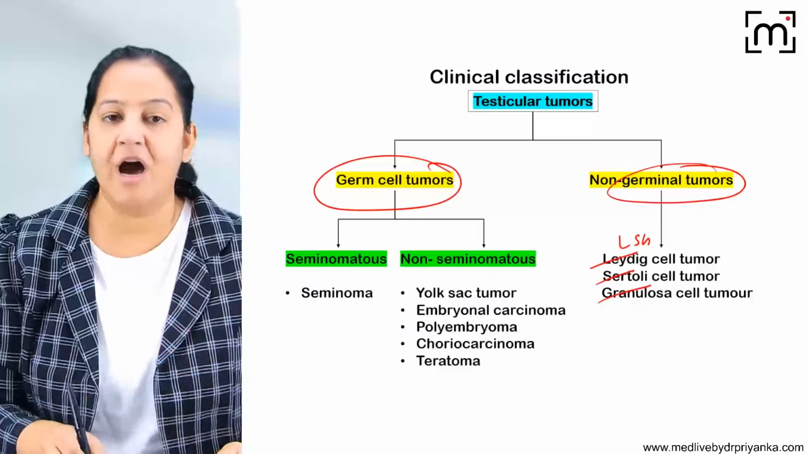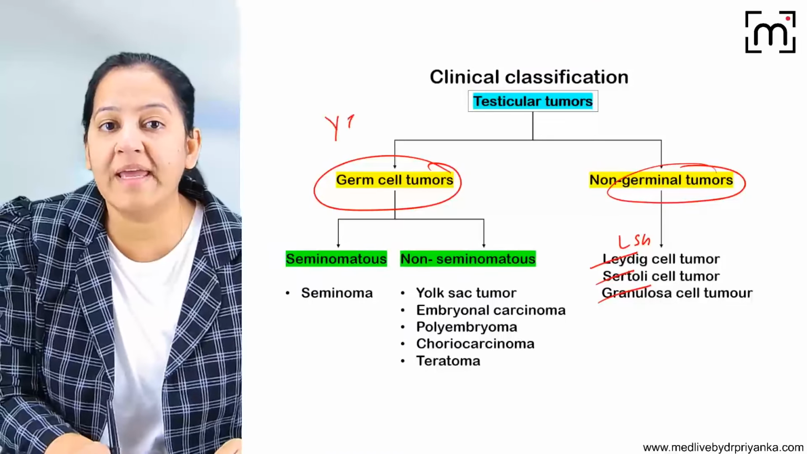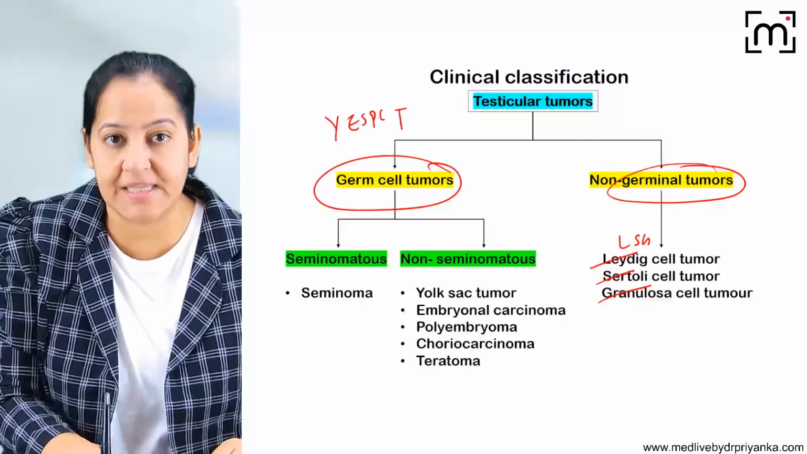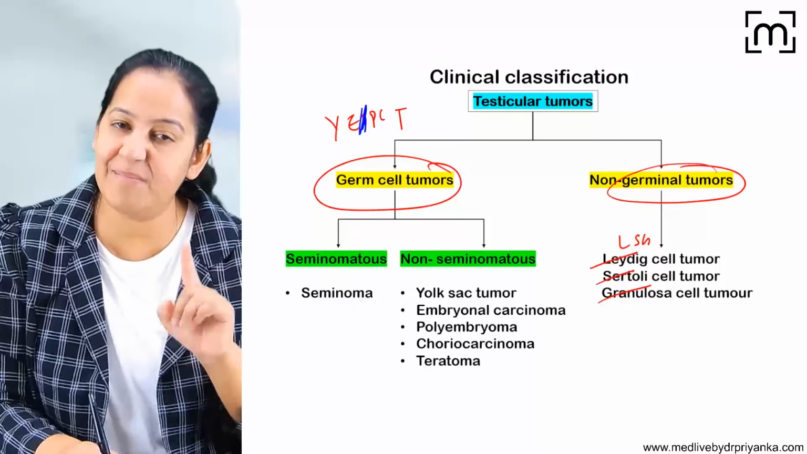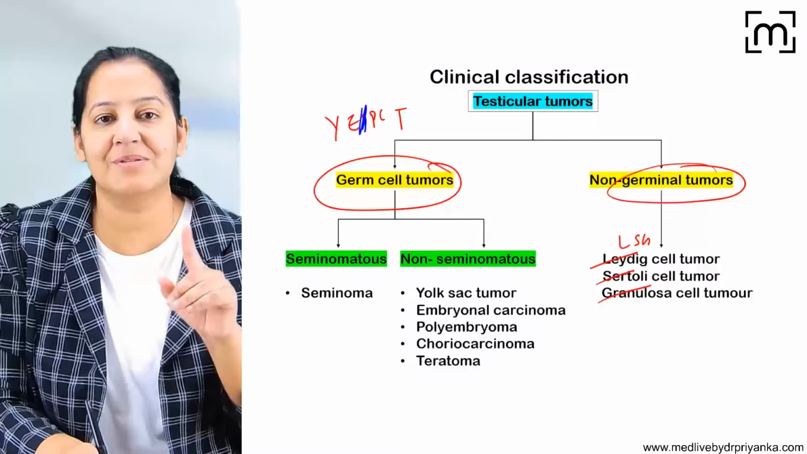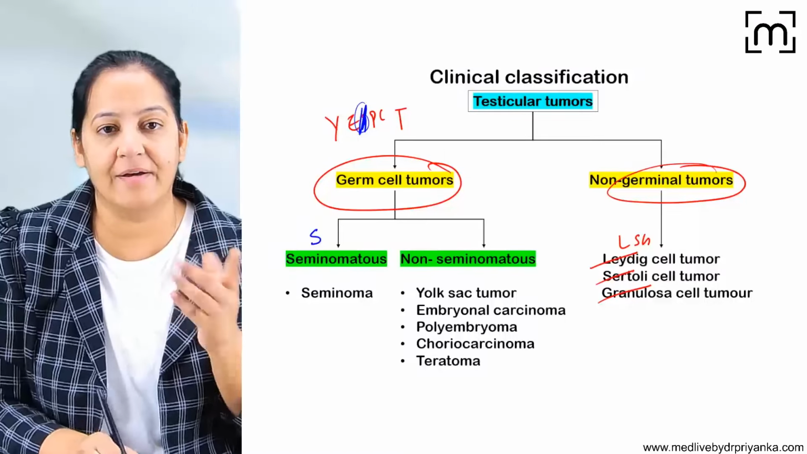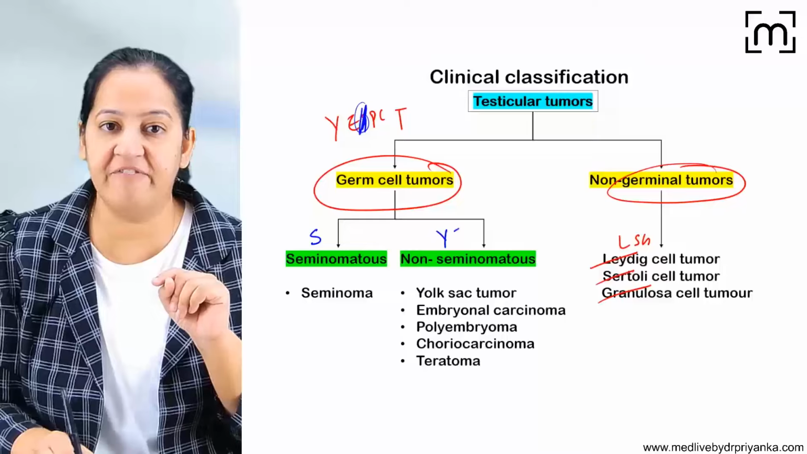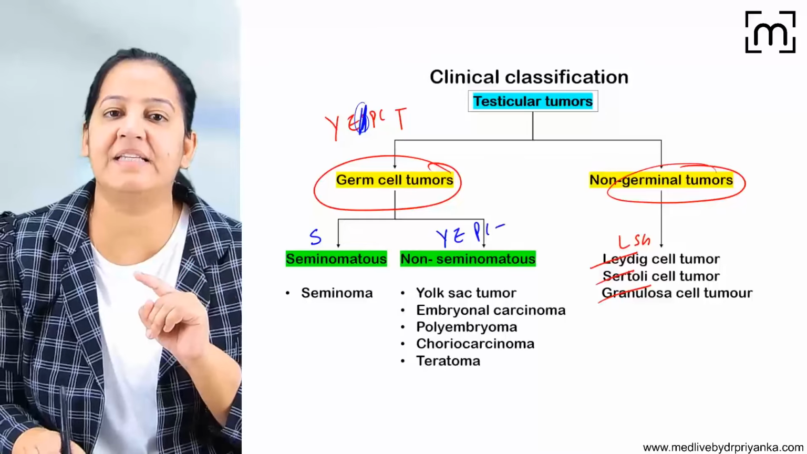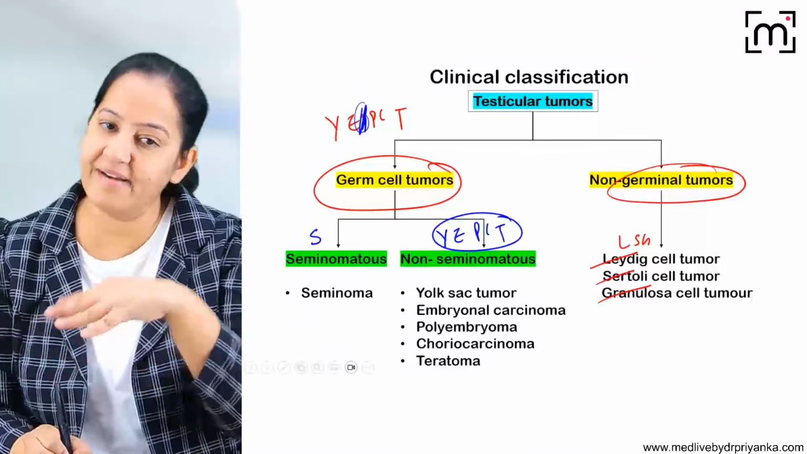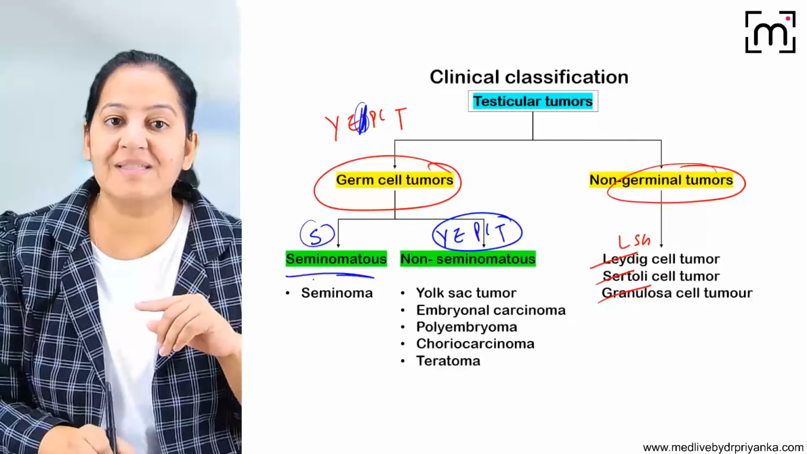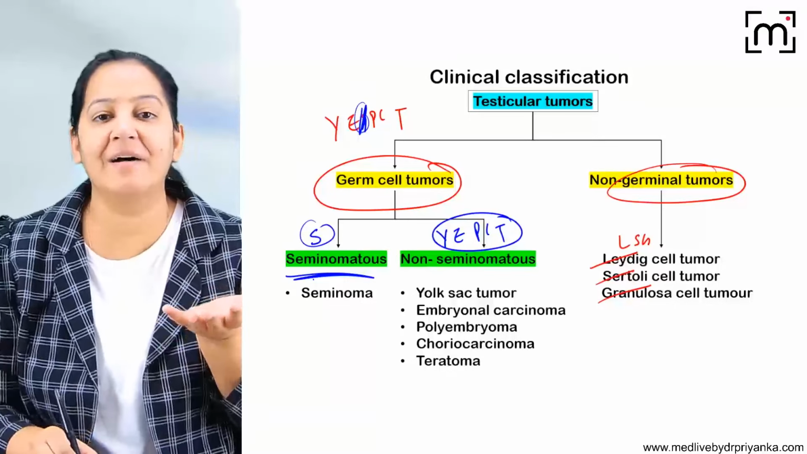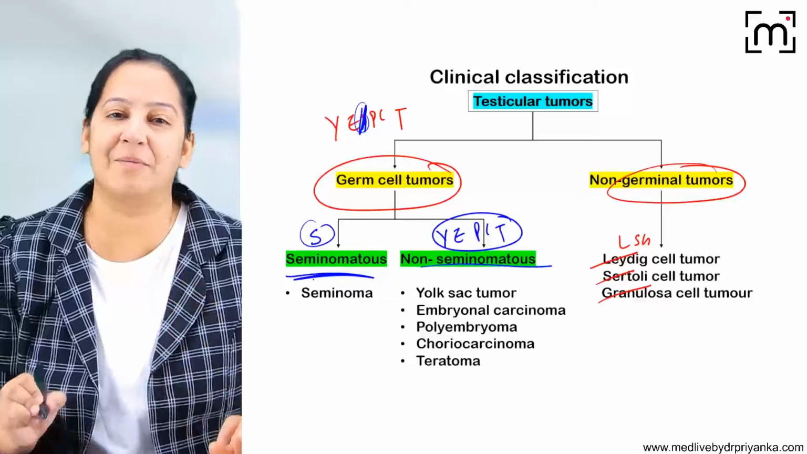Among the germ cell, how many type of germ cell tumors are there? YESPCT, the 6. We are separating seminoma from all others, because the prognosis and treatment of seminoma is different from all others. So separate the seminoma and the remaining 5. What are the remaining 5? YE, there is no S, PCT. So the remaining 5 are on one side and the seminoma is on one side. So we are dividing them in 2 categories. So seminoma is known as seminomatous germ cell tumor and the remaining 5 are known as non-seminomatous germ cell tumor.